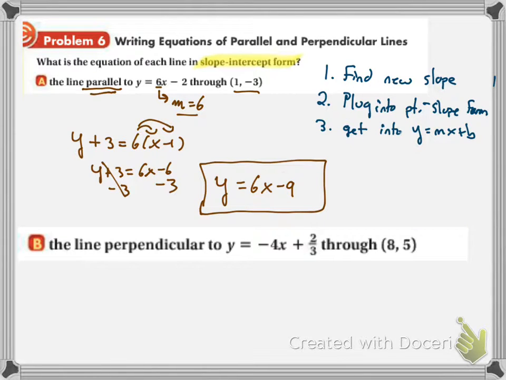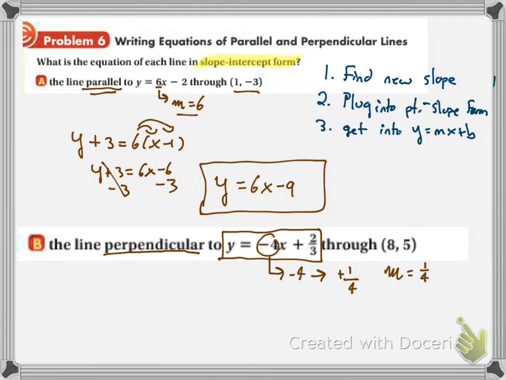And I'd be done. The last problem that I'm going to look at is they want a line perpendicular to y equals negative 4x plus 2 over 3 through the coordinate 8, 5. So here, similar to part A, all that I care about in this original equation is the slope. I don't care about the y-intercept necessarily. The only important information to me is my slope. The slope is negative 4. If the line is perpendicular, that means starting with negative 4, I'm going to flip it to be negative 1 over 4, and then I'm going to change the sign. So my slope is positive 1 over 4.